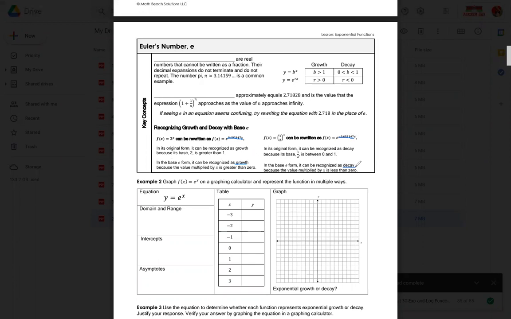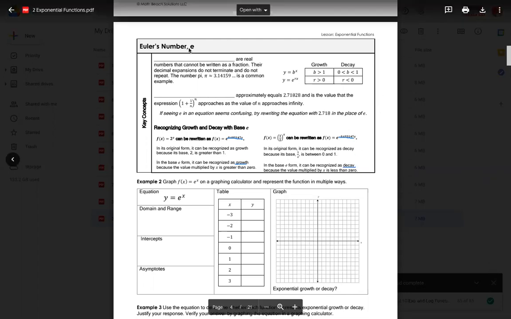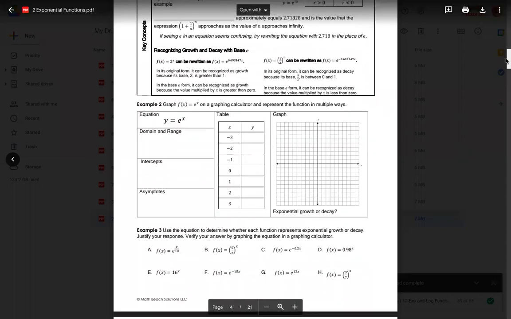So again, if you think about exponentials, if the base is greater than 1, it's a growth. If it's between 0 and 1, it's a decay. Now, when you're talking about Euler's number, when the exponent is positive, it's a growth. When it's negative, it's a decay. So it's pretty easy to understand. Now, in this example, they want us to break this down and graph it.